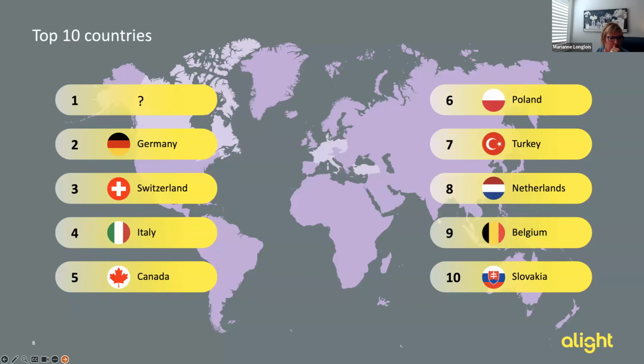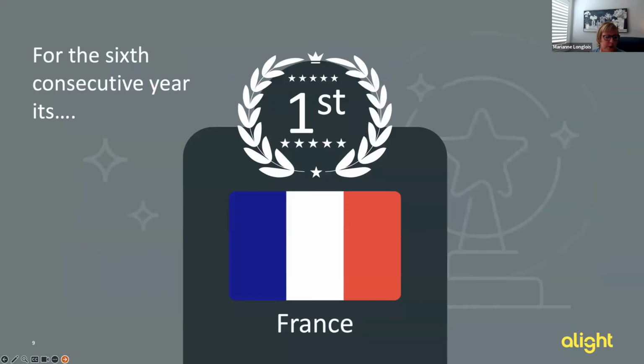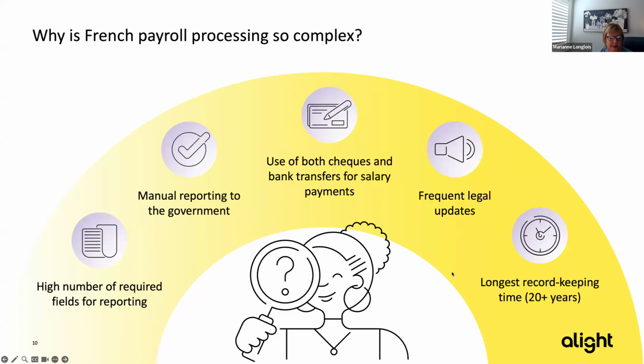But let's move on. I think we'll just do a quick recap as to why France earned that position. If you just move on to the next slide, Mel, obviously the high number of fields. So this is what we're looking at. The manual reporting. We saw this took a big leap for many countries during COVID because we weren't in the office. It was more difficult, it was harder to get there. So many countries accelerated their electronic reporting.